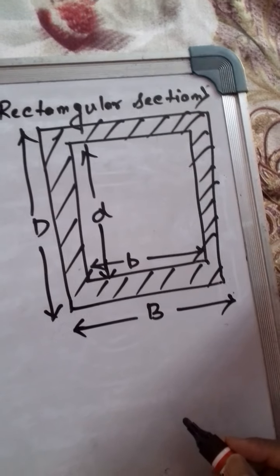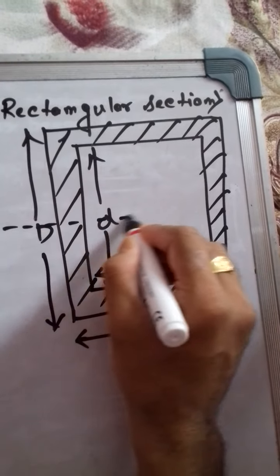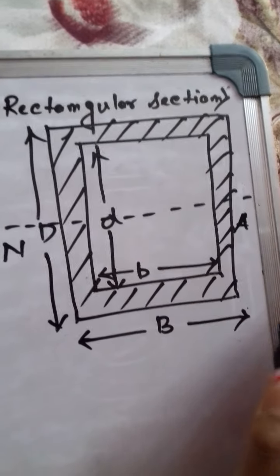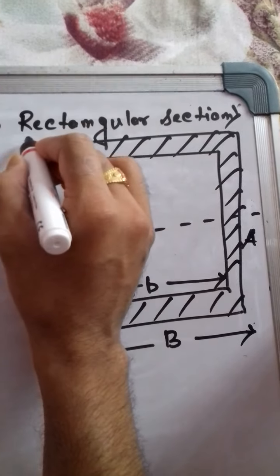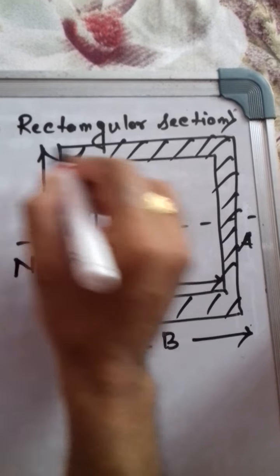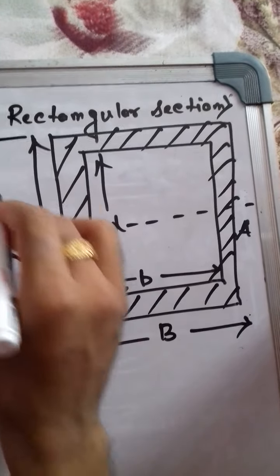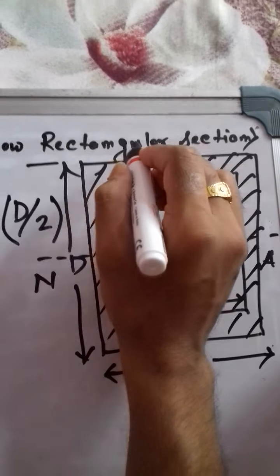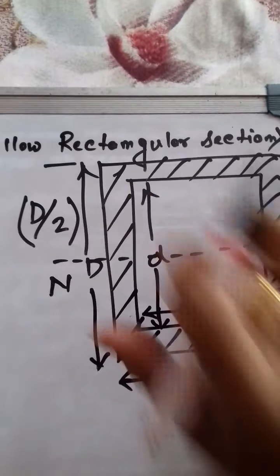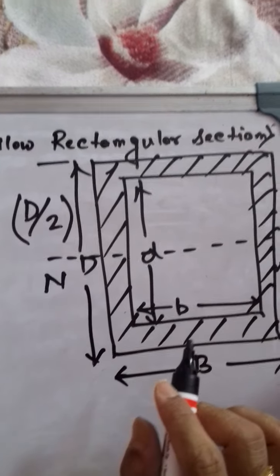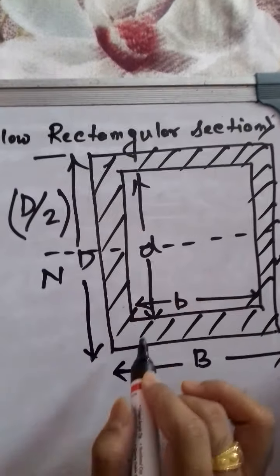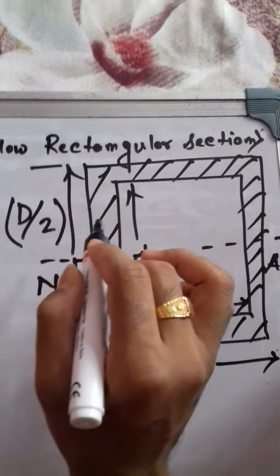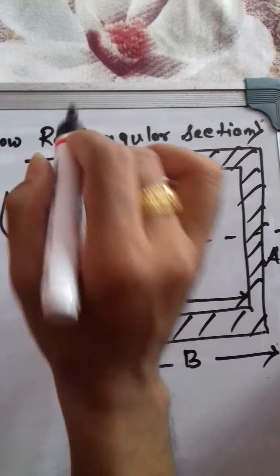Now one very important point is, in this case, if this is the neutral axis, then the distance of the outermost layer from the neutral axis will always be equal to big D by 2, because the outermost layer comes at the end of the external depth. You can never take that this distance will be equal to small d by 2. It will always be big D by 2, because the outermost layer comes at the end of the overall depth, right?